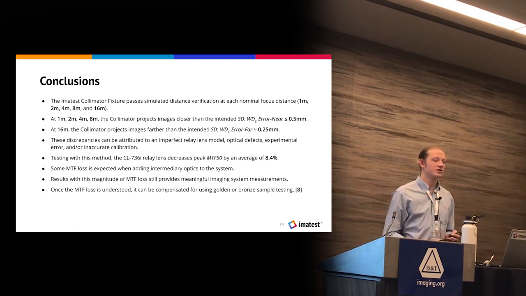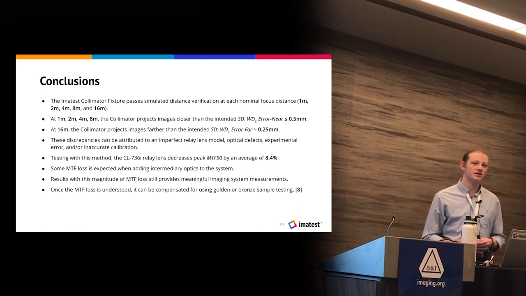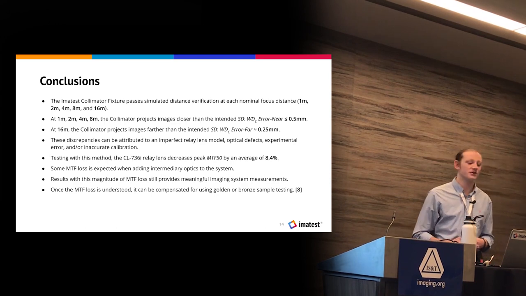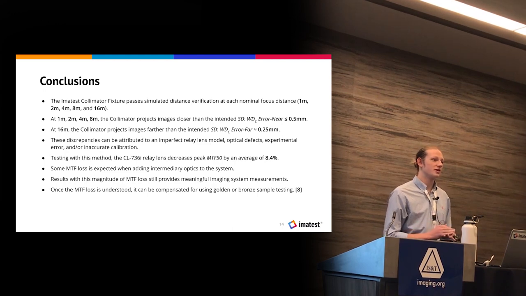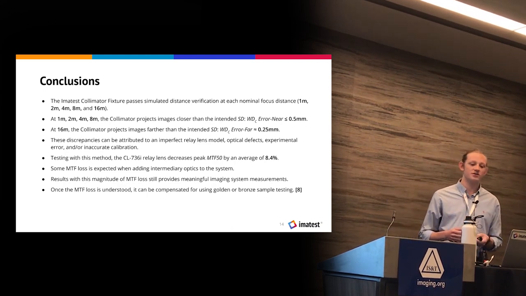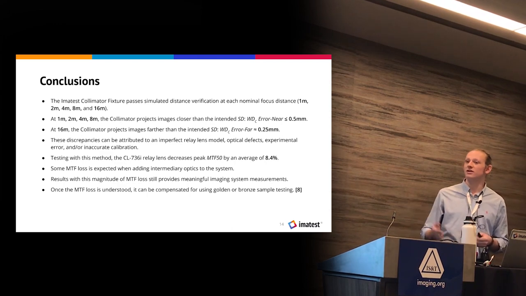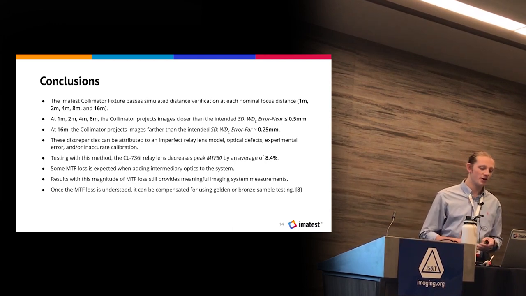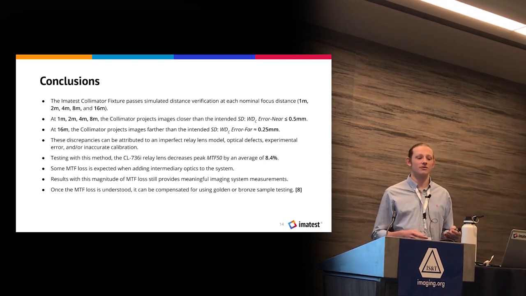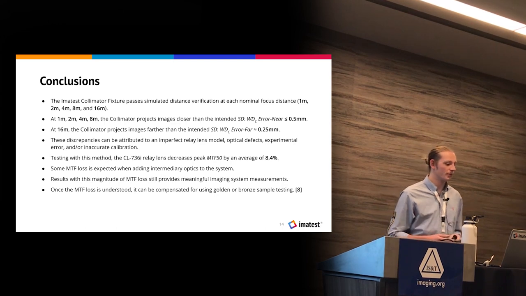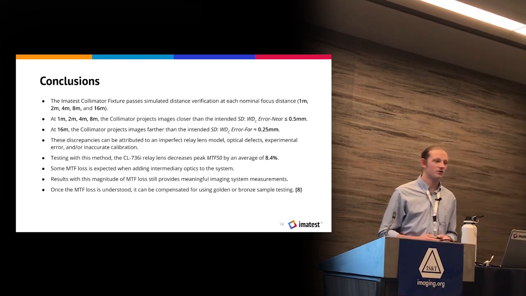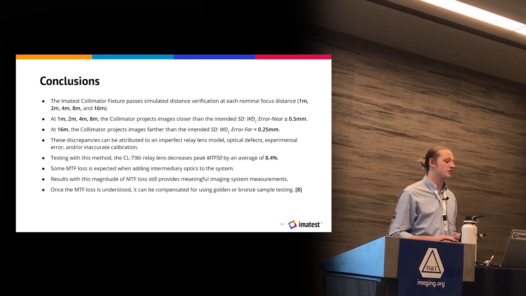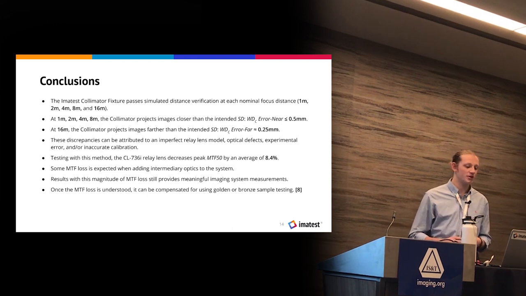The Imatest collimator fixture passes simulated distance verification at each of the nominal focus distances. At the first four nominal focus distances, the collimator is projecting images closer than the intended simulated distance, with working distance error near of less than or equal to half a millimeter. And at 16 meters, we have a working distance error far of approximately a quarter millimeter. These discrepancies can be attributed to an imperfect relay lens model, optical defects, experimental error, and/or inaccurate calibration.